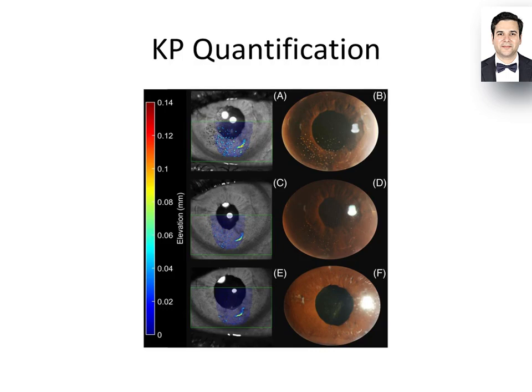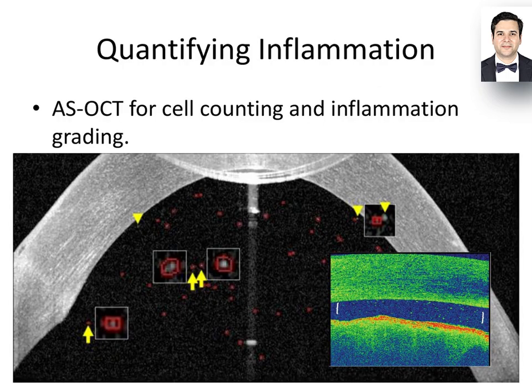Modern software, such as ImageJ, can help count hyperreflective dots corresponding to inflammatory cells. At present, we can't always distinguish white blood cells, red blood cells, pigment, or debris, but advances in AI promise to improve specificity. This quantification is especially useful for grading inflammation, monitoring treatment, and even guiding steroid tapering.